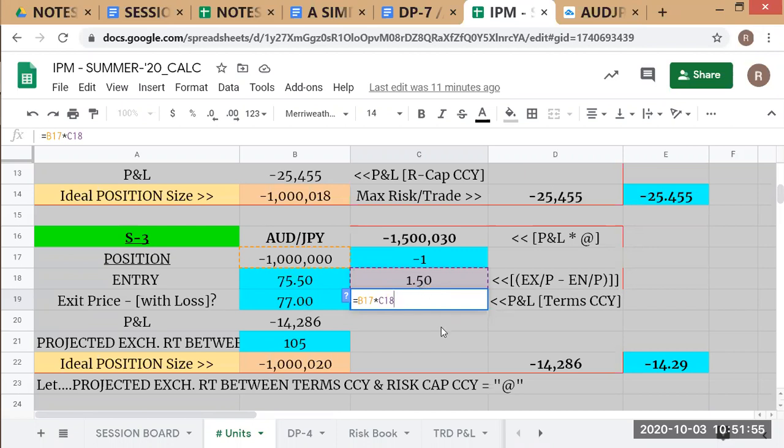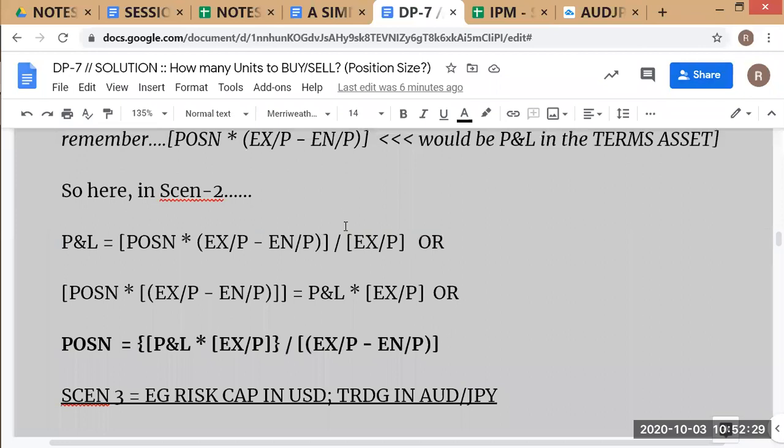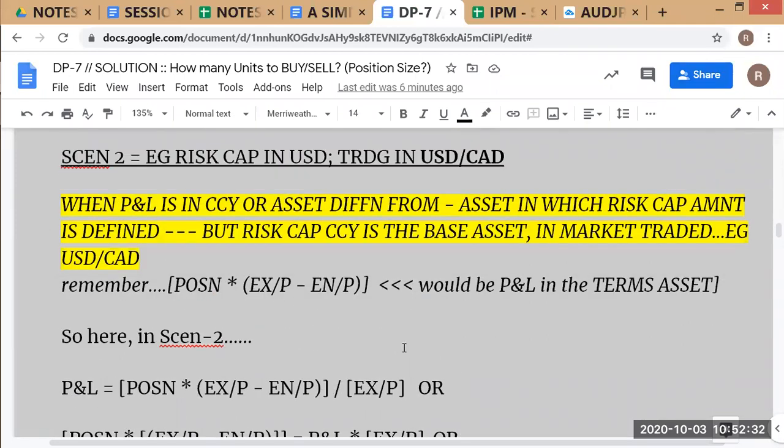This is 1.5 yen. Remember, because yen is the terms asset, if somebody tells you, you call up your friend in Sydney and he says, Aussie yen is trading at 75.5, what does that mean? That means one Australian dollar buys you 75.5 yen. So this is what it means. Therefore, this conversion is your PNL in the terms currency. This takes care of the first part of the equation, which is this part.